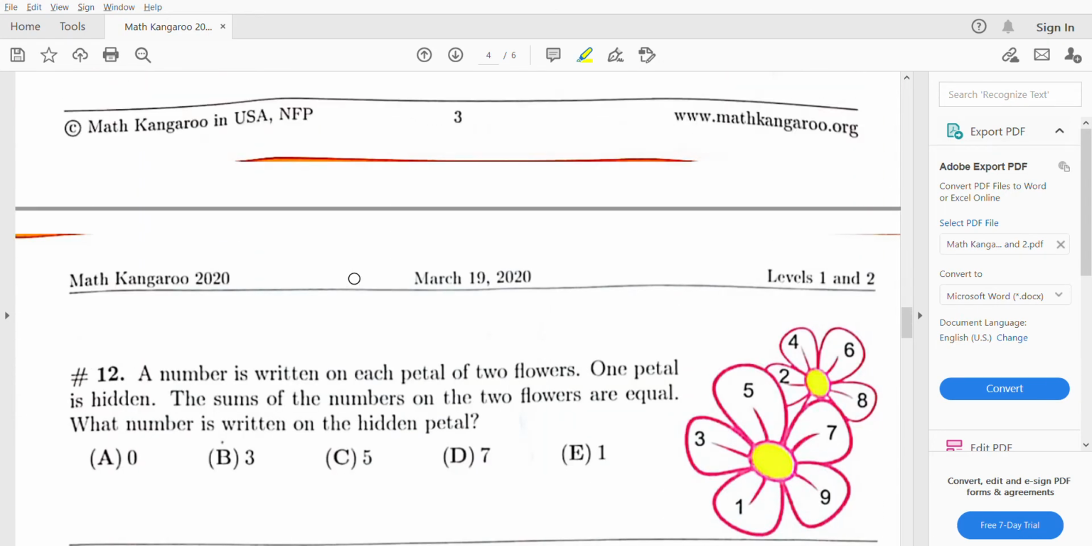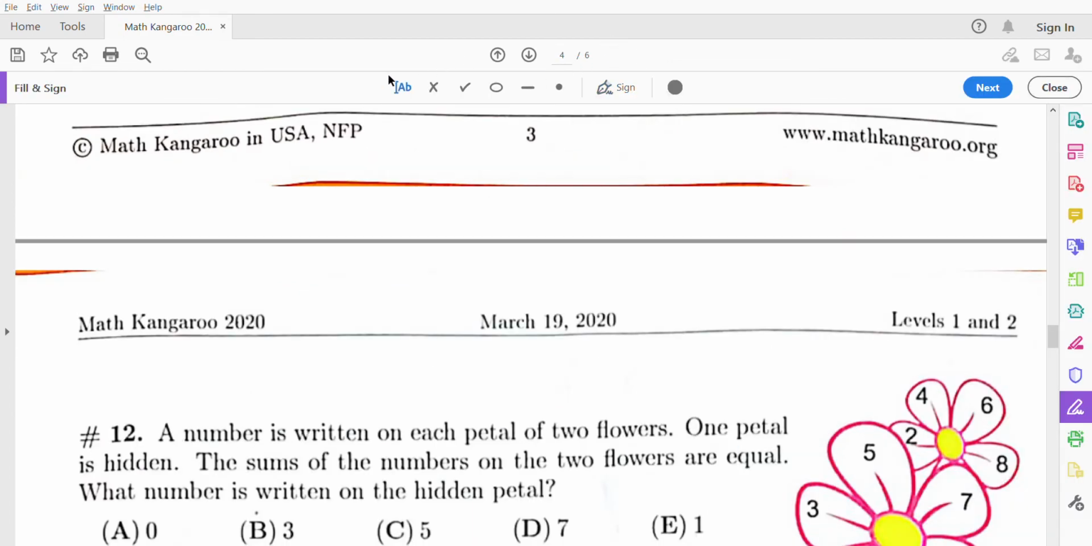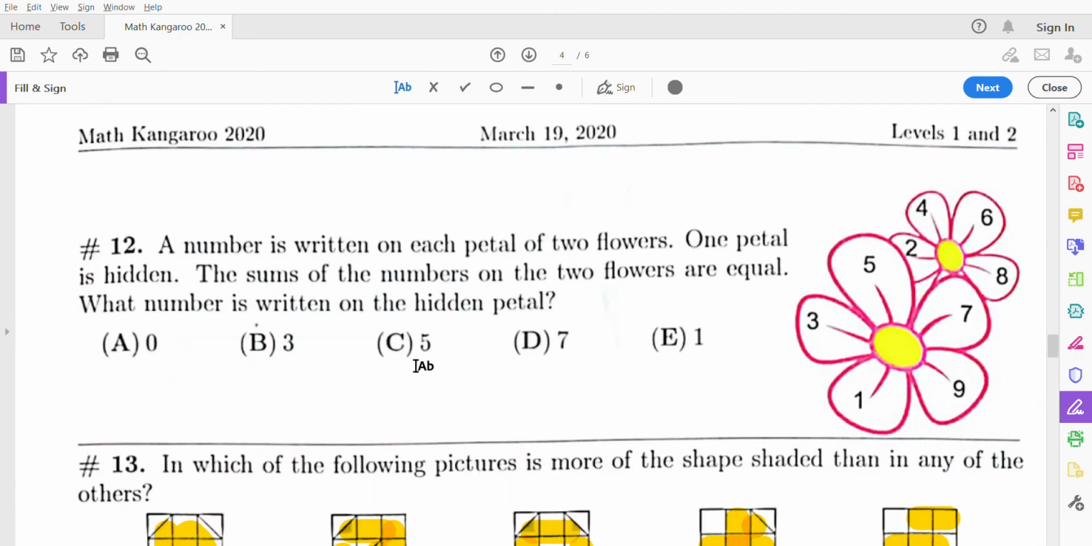On to number 12. A number is written on each petal of 2 flowers. One petal is hidden. The sums of the numbers on the 2 flowers are equal. What number is written on the hidden petal? So, let's look at the flower that has all its petals. The numbers are 3 plus 5 plus 7 plus 9 plus 1. When we add all of this, we get 8 plus 7 plus 10, which equals 25. So the sum on the first flower is 25.